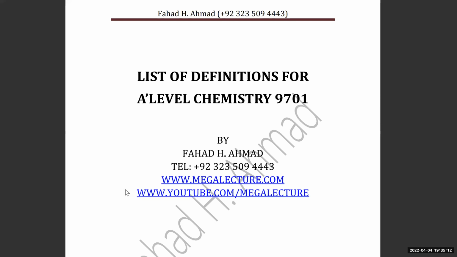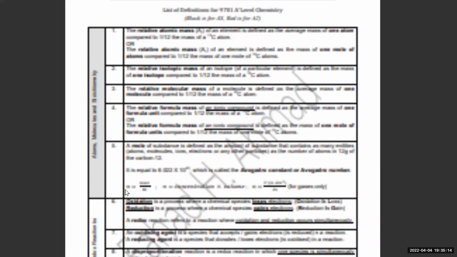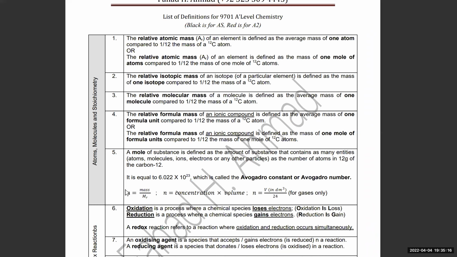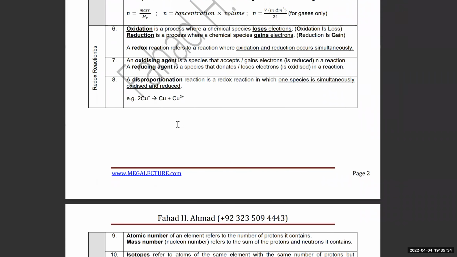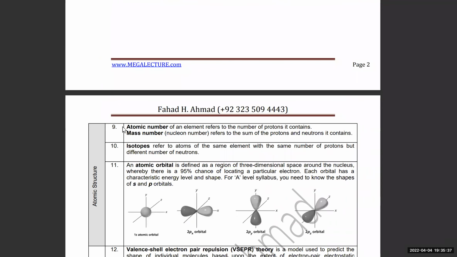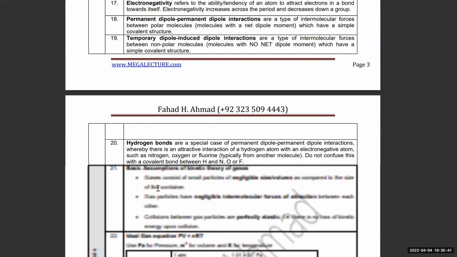So it has all these definitions about what a mole is. You're going to be asked these terms. For example, the relative formula mass is defined as the mass of one mole compared to 1/12th of the mass of carbon-12. So all these definitions: the relative isotopic mass, the relative atomic mass, what is a mole? These are two basics, so they're probably not going to come. But there are other definitions as well.